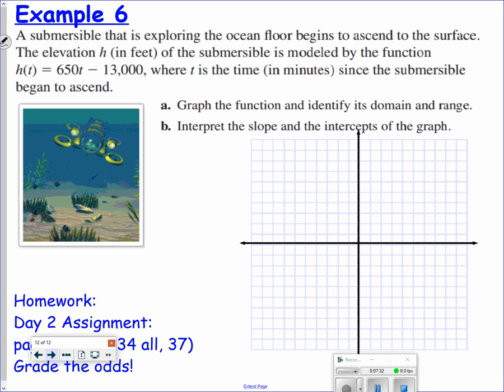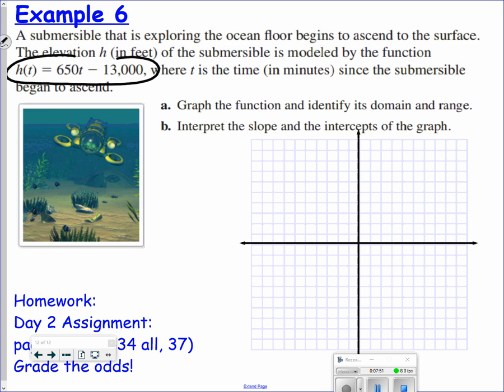A submersible is exploring the ocean, begins to ascend to the surface, the elevation h of the submersible is modeled by the function. So here we have a function where t is the time in minutes. Graph the function and identify its domain and range. Interpret the slope and the intercepts of the graph.